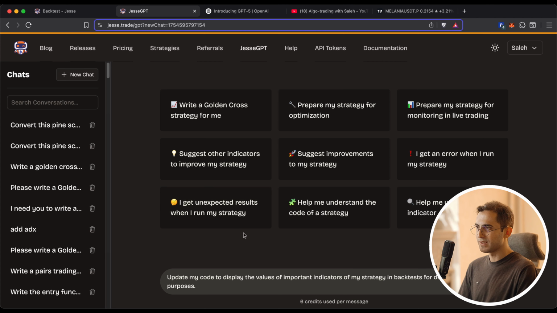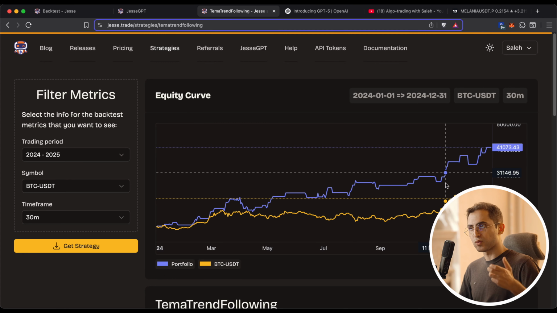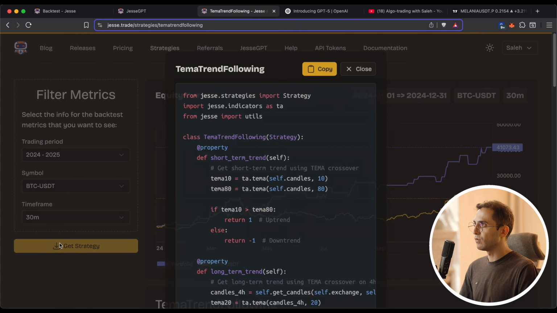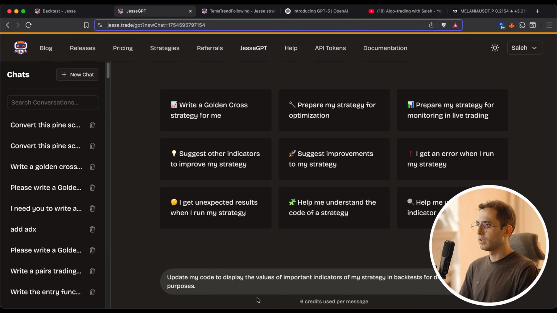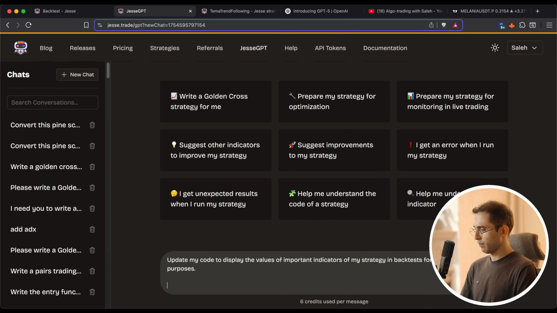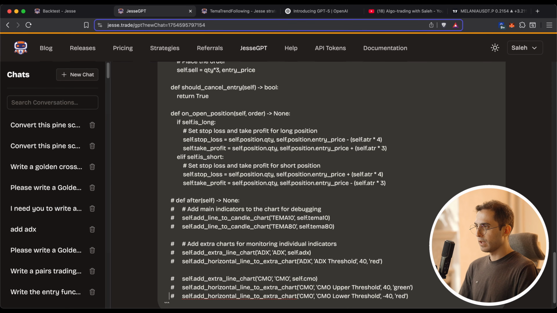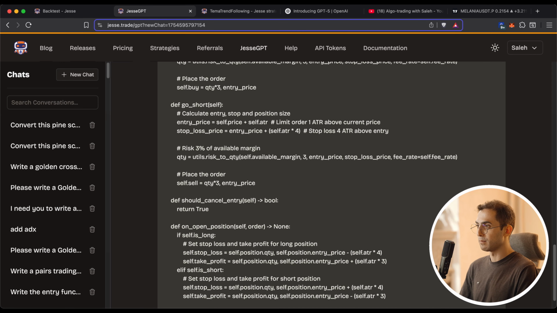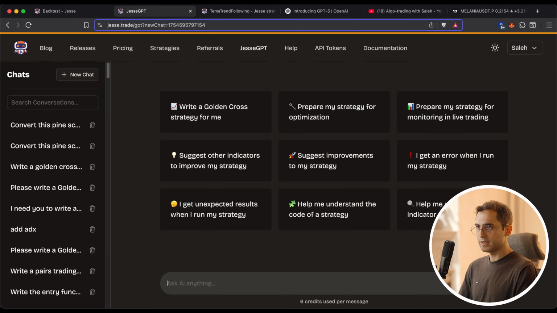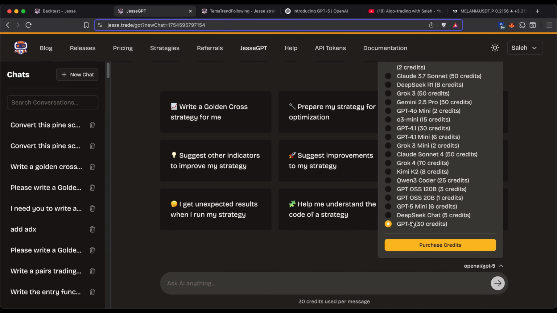Next, update my code to display the values of important indicators of my strategy in backtest for debugging purposes. All right, so for this one, we're gonna need a strategy to give it, and I'm selecting one from our website. I'm copying the code and pasting it here. And I will also remove this part because this is actually what we expect the model to give us. Now, let's give it another try with GPT-5.